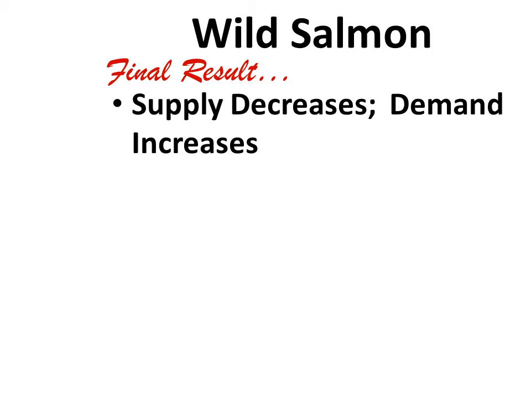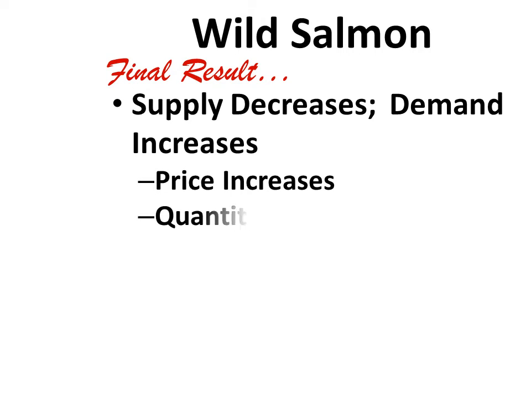But your decrease in supply actually decreases quantity. At the same time, your increase in demand increases quantity. So the final result then is price definitely increases, and quantity is what we refer to as indeterminate. We're not sure, and the reason why is we don't know the magnitude of the shifts. Was there a significant decrease in supply and only a little increase in demand, or vice versa? But we know that there is definitely an increase in the price of wild salmon, quantity indeterminate.